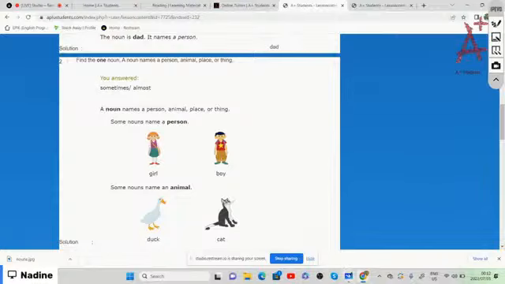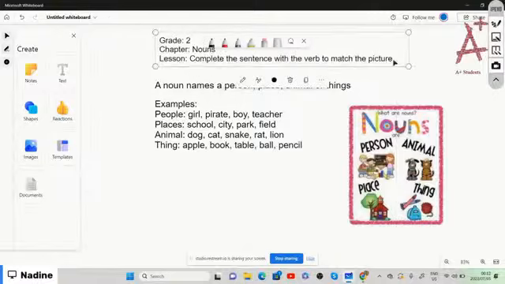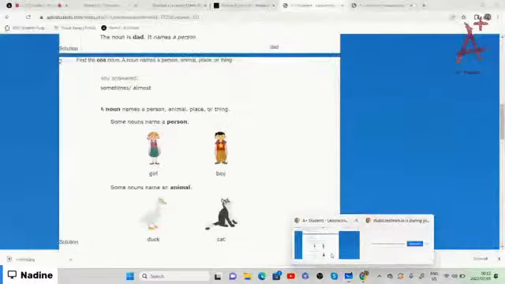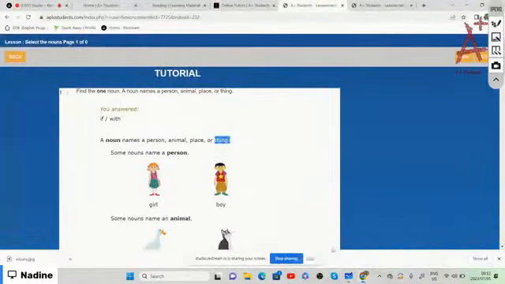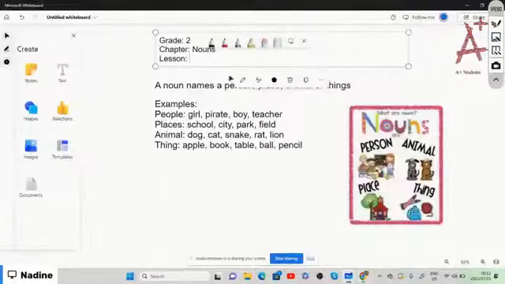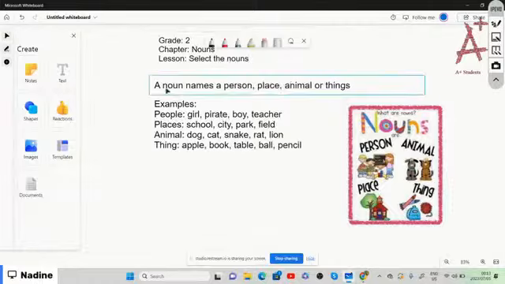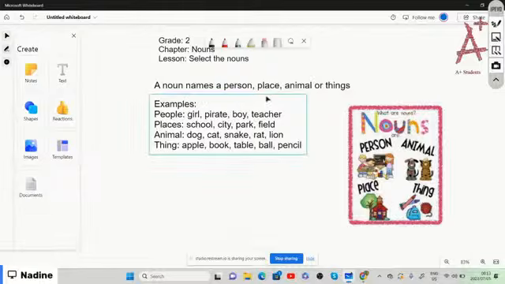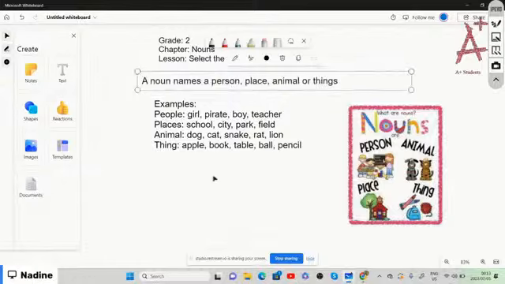So if we maybe go to the whiteboard, there it is. Great. So if we identify the nouns, remember we are selecting nouns. If we go back to this page, it says a noun names a person, a place, an animal, or a thing. So that is a noun.